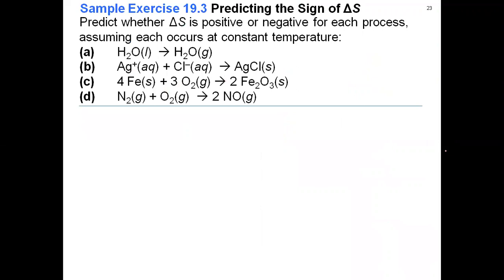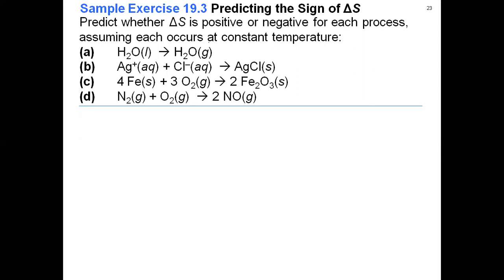All right, I think we can finish this example, then we will finish this lecture. So you want to predict whether the delta S is positive or negative for each process, assuming each occurs at a constant temperature. The first one is a state change, and for all of these we assume we keep the same amount of material. So we change from liquid water to gas water.